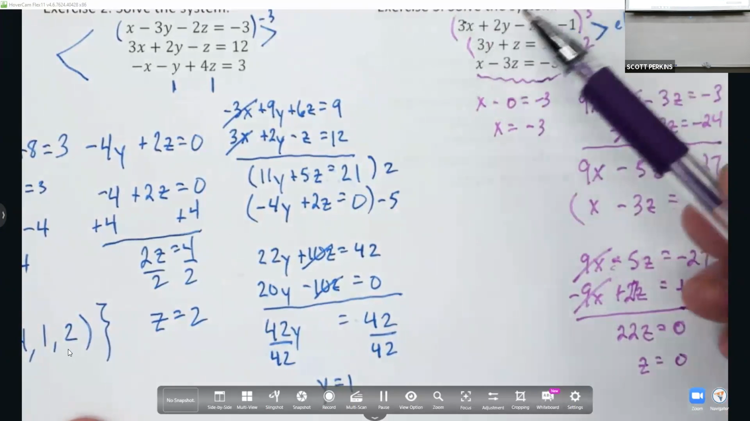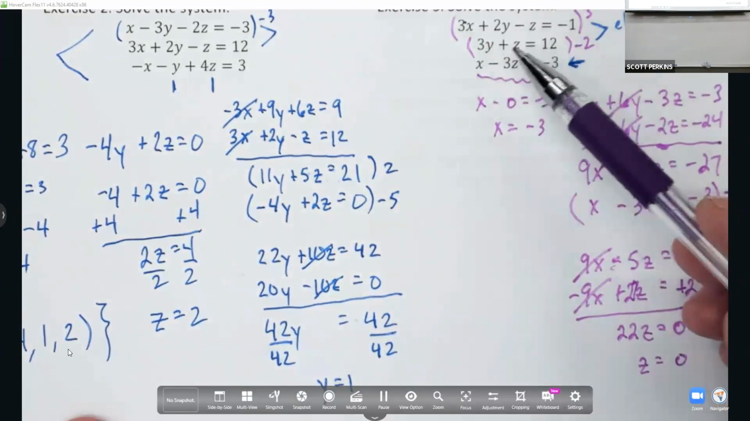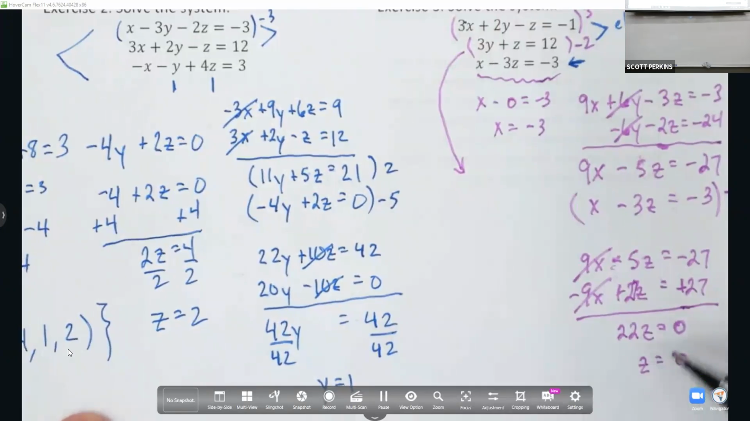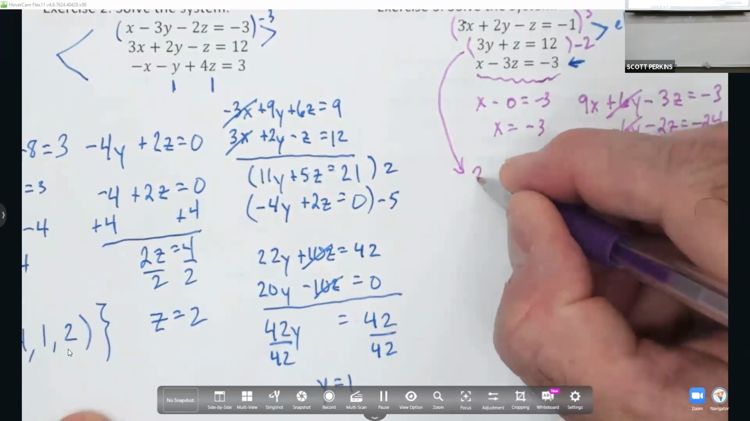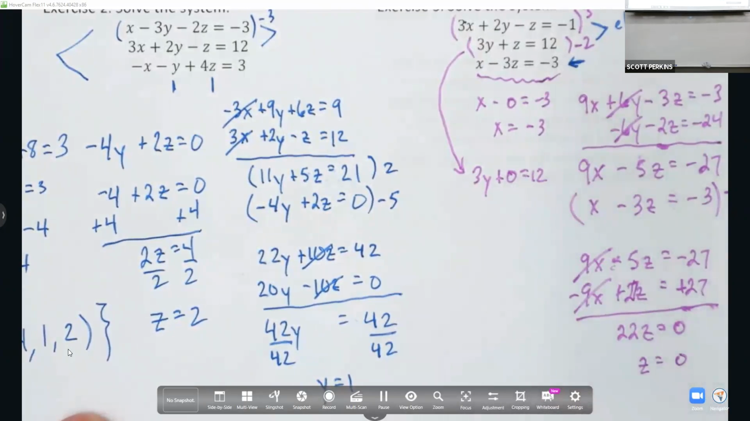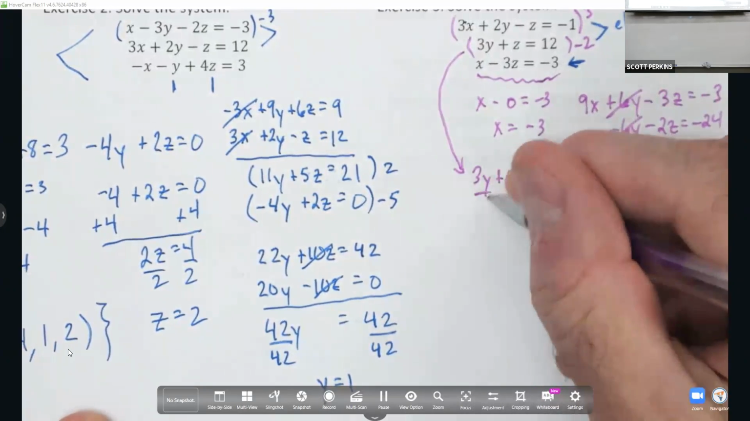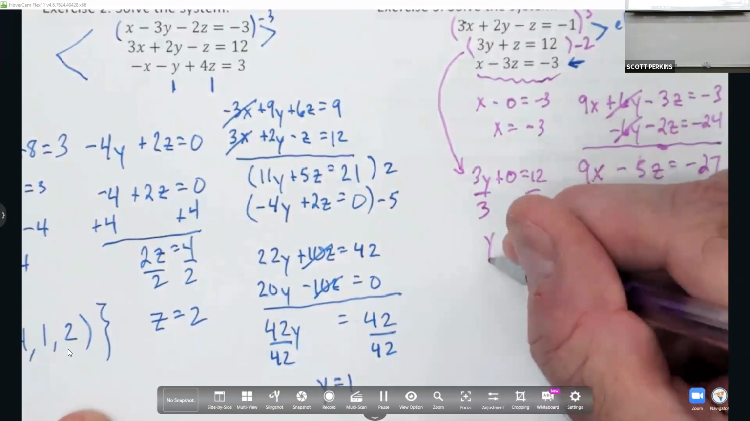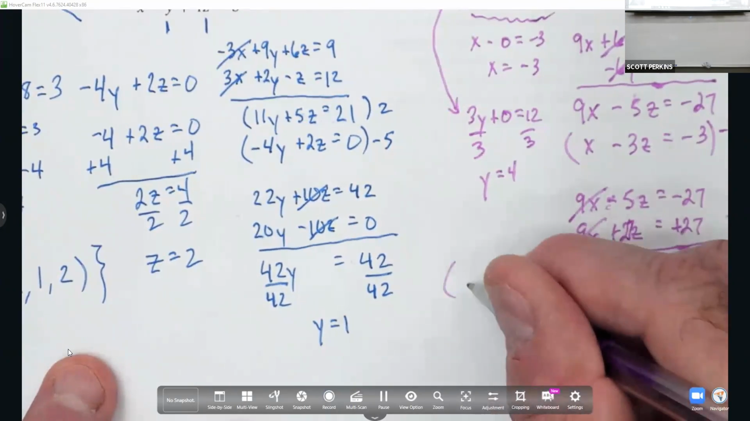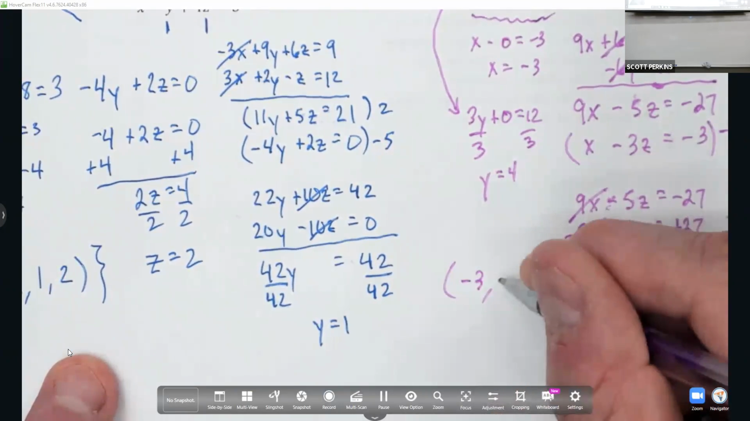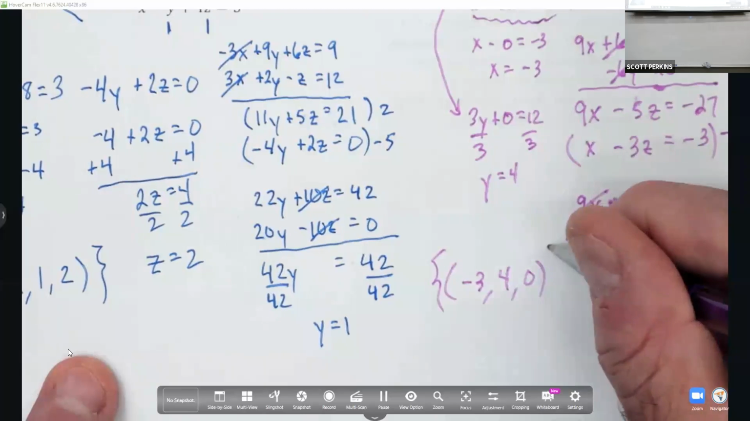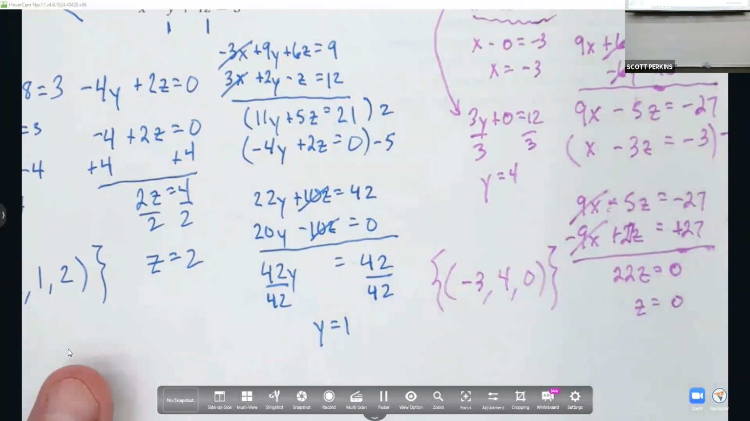I can go back to the top equation if I want. I'm just going to use the middle one. Again, I'm fairly mathematically lazy. So when I put the 0 in, I get 3y plus 0 is 12 in that middle equation. I divide both sides by 3, and I get that the y is 4. So my ordered triple for this problem is the x value is -3, the y value is 4, the z value is 0, and boom, there's my answer.